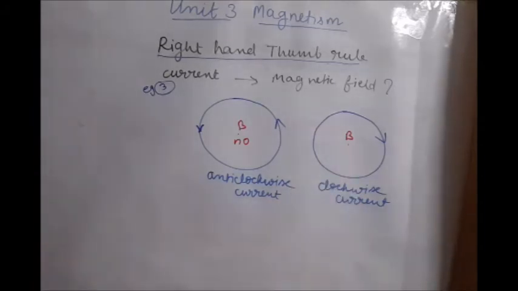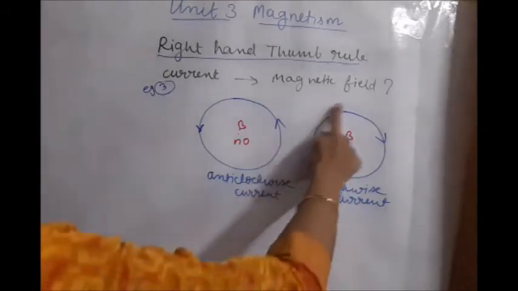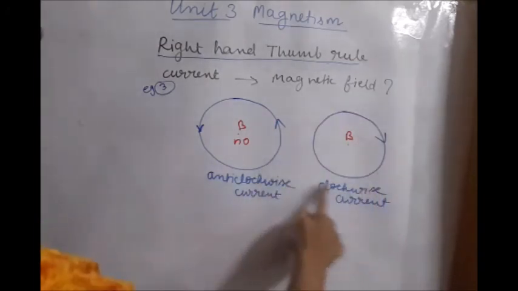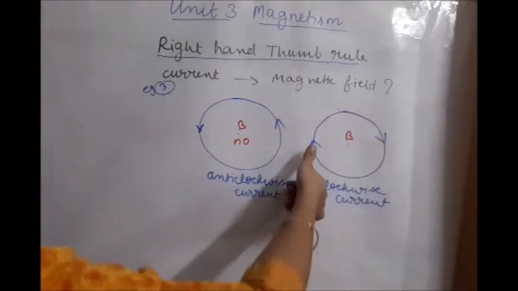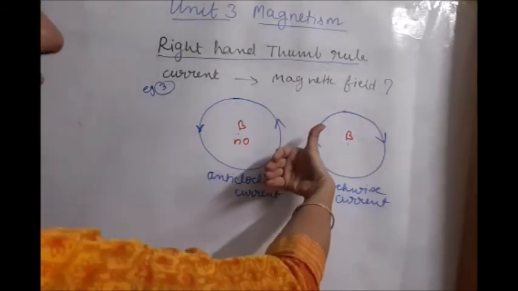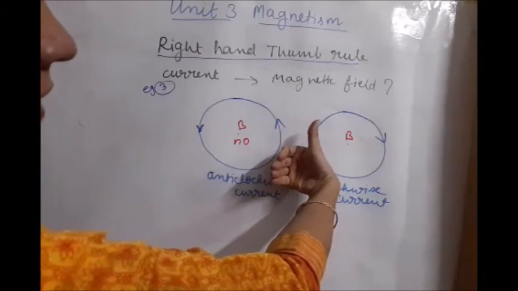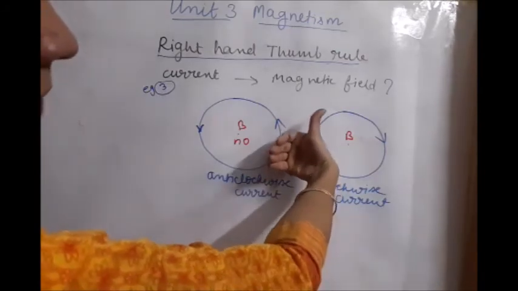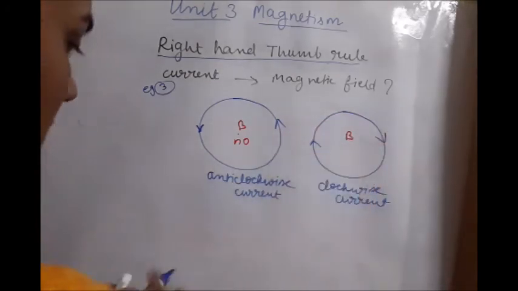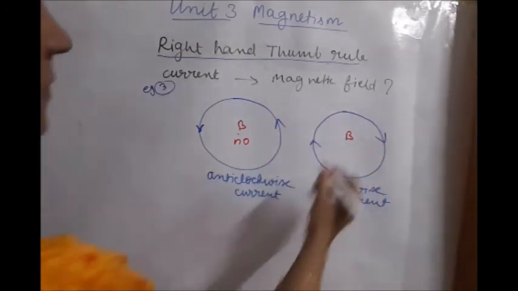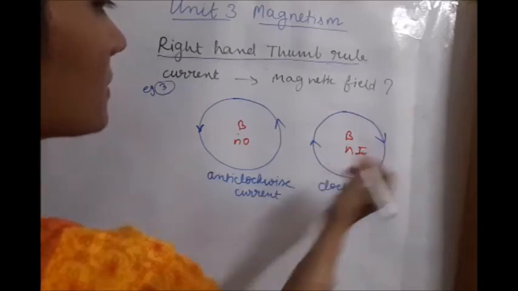Let's try for this case. Current is moving in clockwise direction. Okay, clockwise. Let us hold it. So how are the fingers curling? Current is upward, fingers are curling, coming out from here and going in here. So here the magnetic field is normally in.